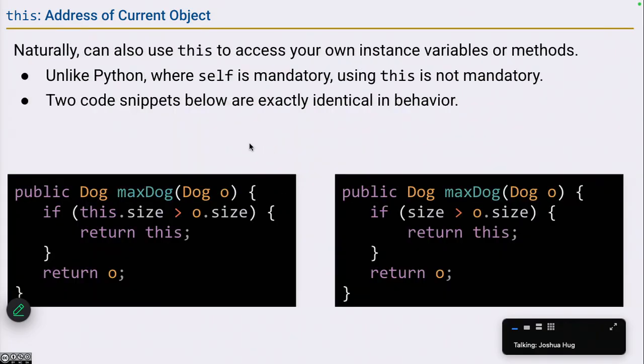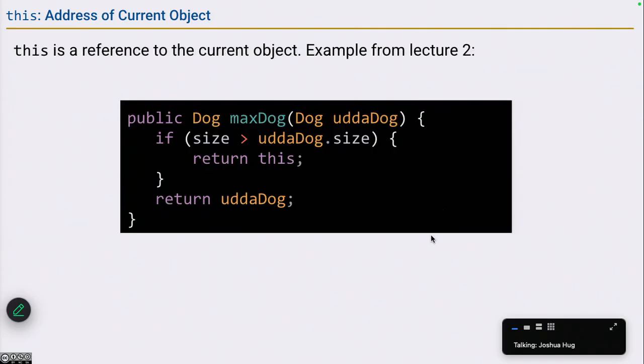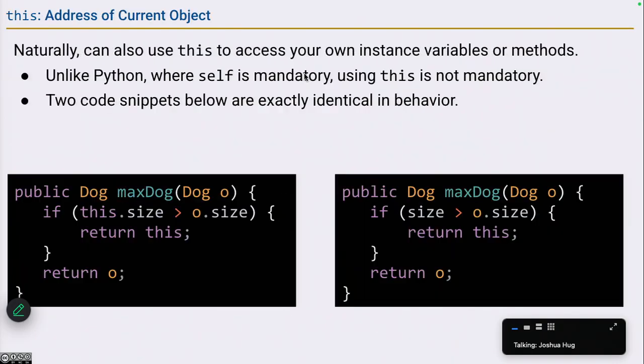Okay? Now, naturally, I can use this to access my own instance variables or methods. Now, you'll notice I don't always. Like, you can say this.size, but you don't have to. But there are some times when you really do have to use this. Like, for example, if I need to return myself, this is the only way to do it. Okay, this is a little bit of a digression. But just remember, two things I want you to think about: equal equals compares the bits, and this is just the address of myself.